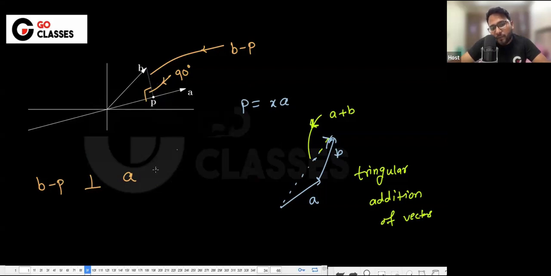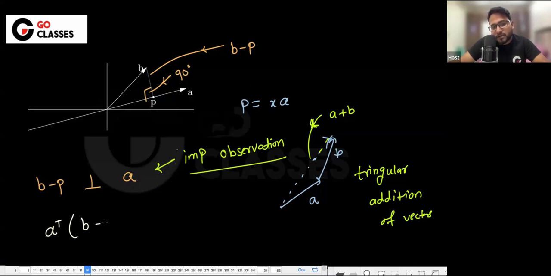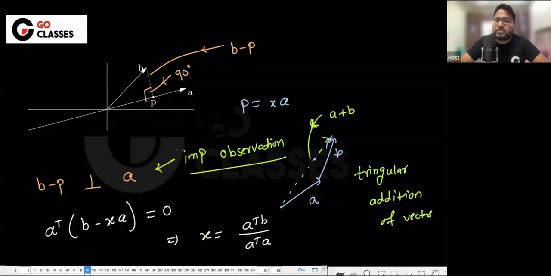Okay. So this is the important observation that you need to make. Right. Now after that it is easy. You just put the value of P. Dot product means either you take the transpose of this into A or A transpose into this, it doesn't matter. So I'm doing A transpose because A is an easier term to write the transpose. This is X A, right? Equal to 0. From here you will get X as A transpose B upon A transpose A.